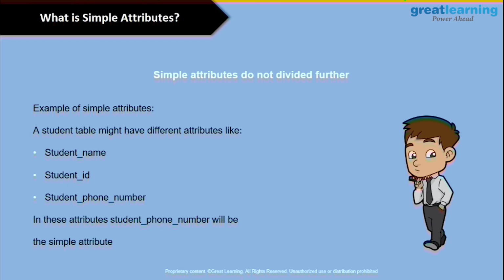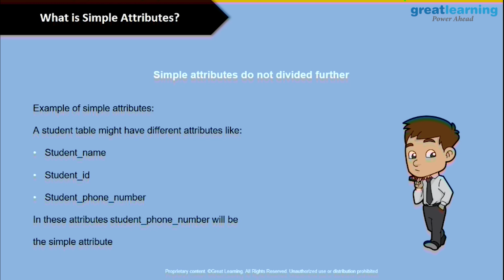What are simple attributes? Simple attributes are basically attributes that do not divide further. How can I divide an attribute? Okay, let me give you an example. Suppose we have a table called student table, and from the student table we have different attributes: student name, student ID, and student phone number. If you look at it, student phone number cannot be divided further, obviously. So in this case, the attribute student phone number is a simple attribute. Your attribute cannot be divided further. I hope you understand the concept of simple attributes.